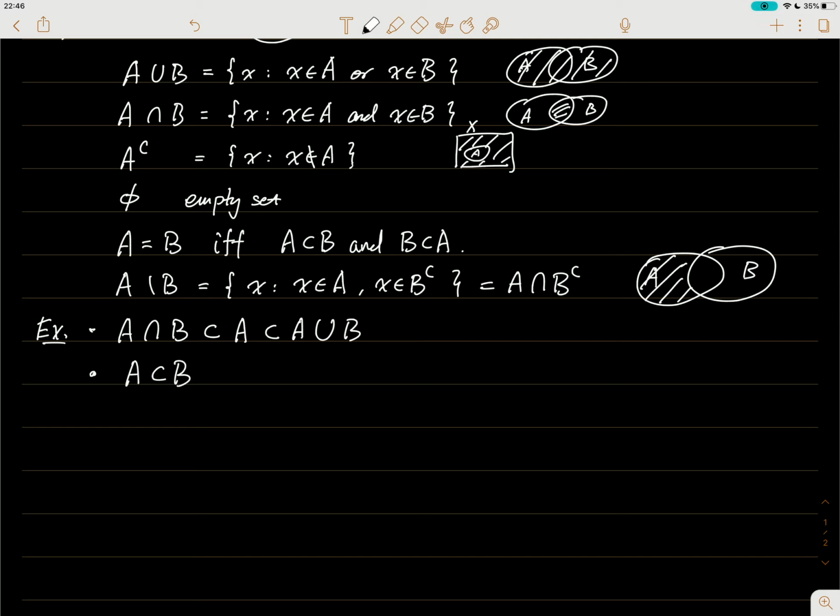Another way to say that A is contained in B is that B complement is contained in A complement. So you can see this from the Venn diagram, which is this is the X, say this is B, this is the A. As you can see, if A is contained in B, then the complement of B will be everything outside of B, and that is contained in the A complement, which is everything outside of A, right? So this is actually pretty straightforward to see.